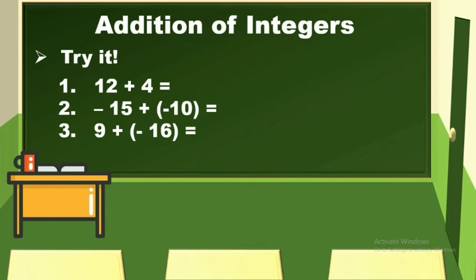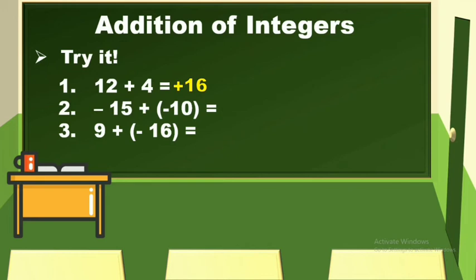Alright, so let us answer number 1. Positive 12 plus positive 4, they have the same sign, positive, so the answer is positive. Then 12 plus 4 equals 16. Correct. Or simply, 16.